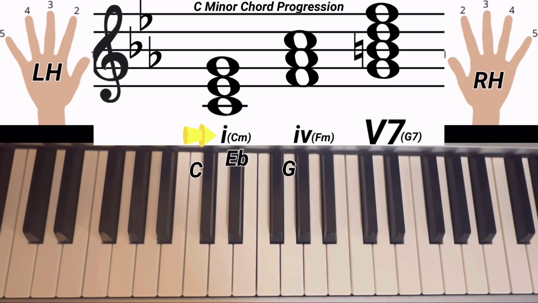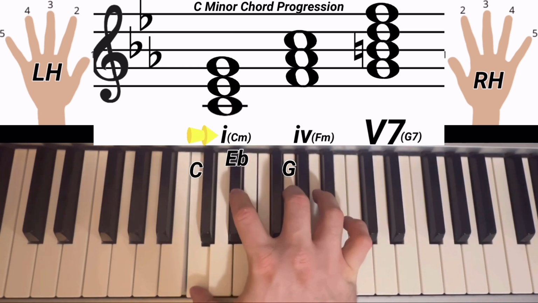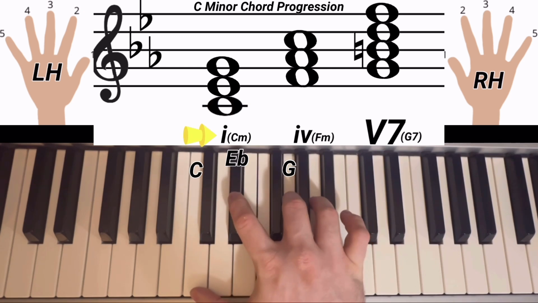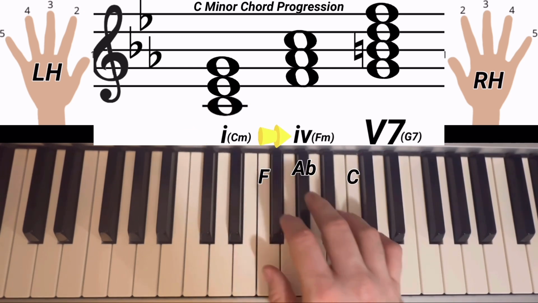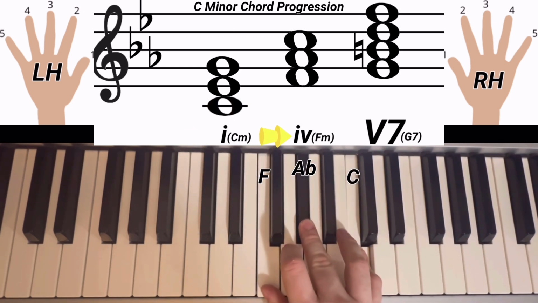So the minor 1 chord of C minor is spelled C, E flat, and G. The minor 4 chord, which is F minor, is spelled F, A flat, and C.